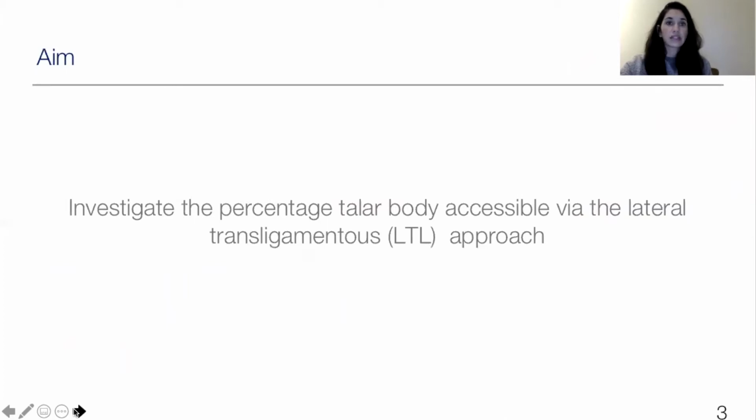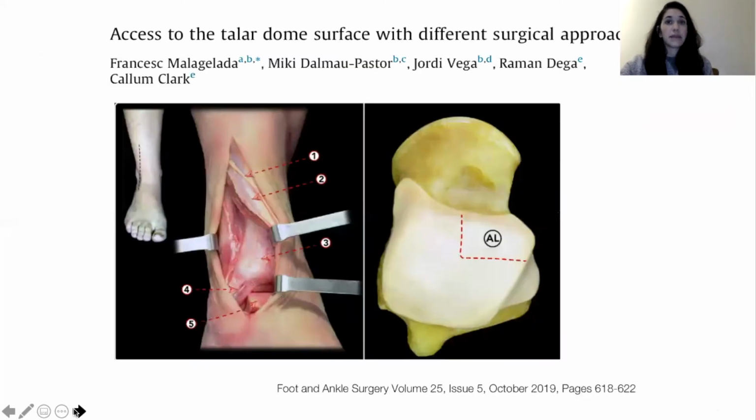The aim of this study was to quantify the percentage talar body accessible via the transligamentous approach. Limitations of access with all approaches to the talus are well described. With any approach, the goals are to preserve blood supply, respect the soft tissues, and achieve adequate visualization so that you can achieve your endgame: open reduction and internal fixation with congruent articular surfaces.